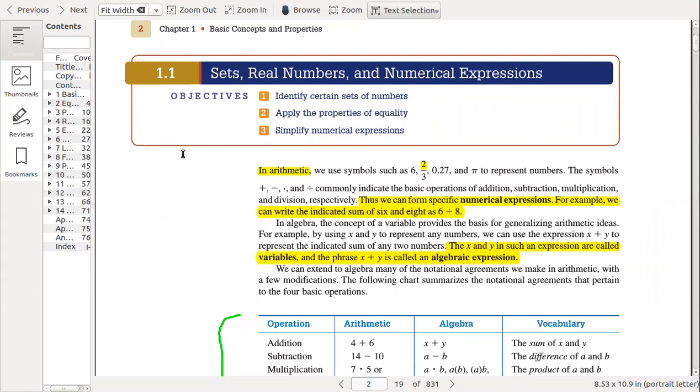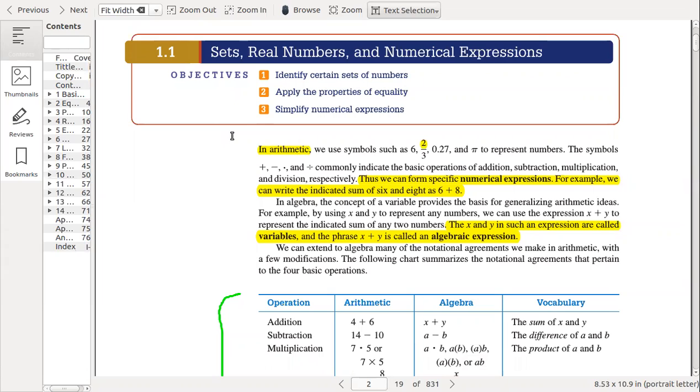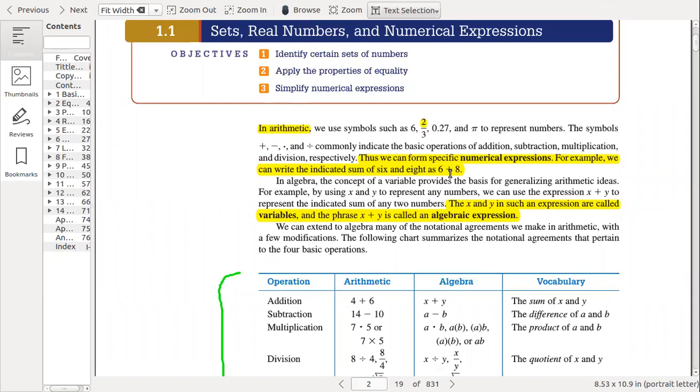In this video lecture, we are interested to know sets, real numbers, and numerical expressions as the basic mathematics and introduction to mathematics for a zoologist. So in mathematics, we use symbols such as 6, 2 by 3, 0.27, and pi to represent numbers. The symbols plus, minus, multiplication, and division commonly indicate the basic operations of addition, subtraction, multiplication, and division, respectively. Thus, we can form specific numerical expressions. For example, we can write the indicated sum of 6 and 8 as 6 plus 8.